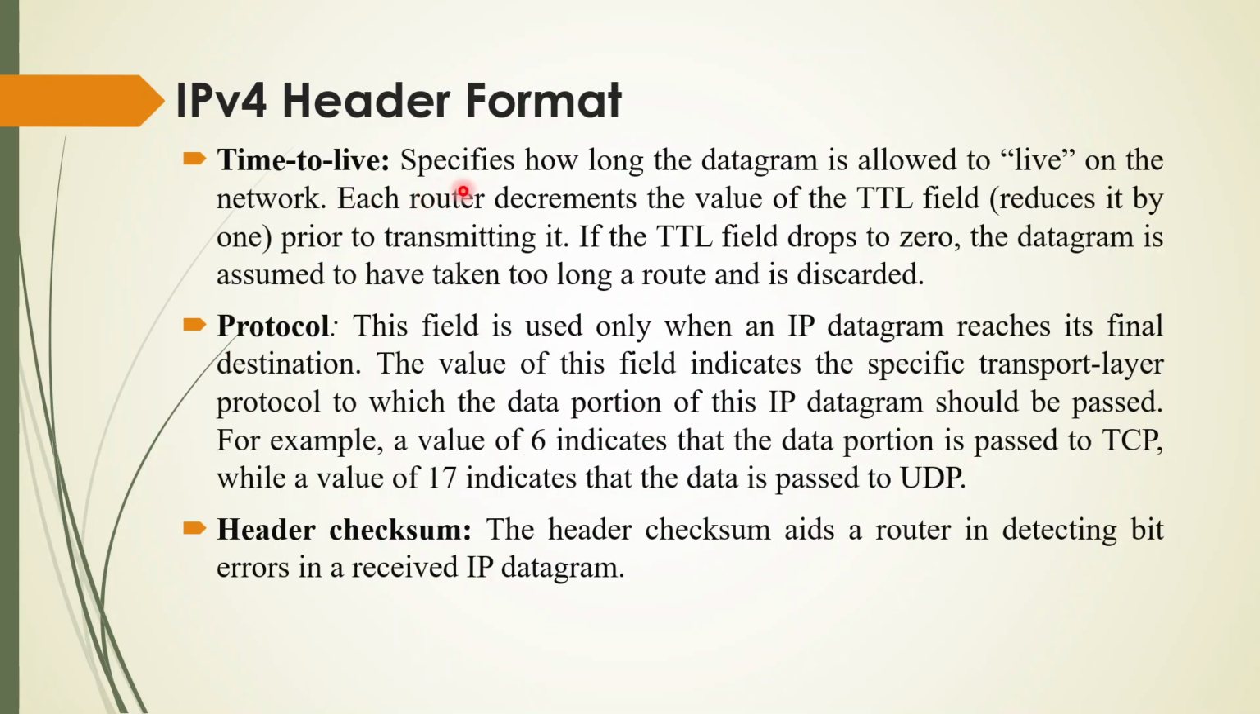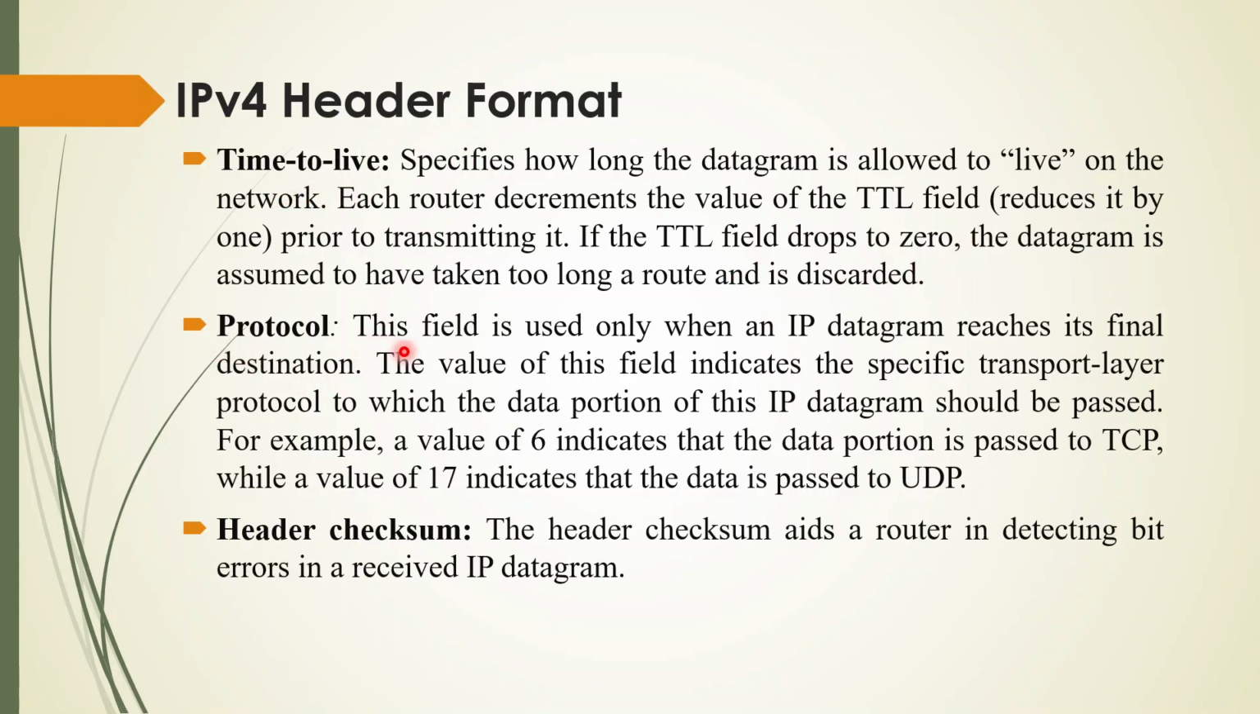Next is time to live. It specifies how long the datagram is allowed to live on the network. Each router decrements the value of the TTL field by 1 prior to transmitting it. If the TTL field drops to 0, the datagram is assumed to have taken too long a route and it is discarded. So before transmitting it is decremented by 1, and when it reaches 0, it is discarded. So this is time to live.